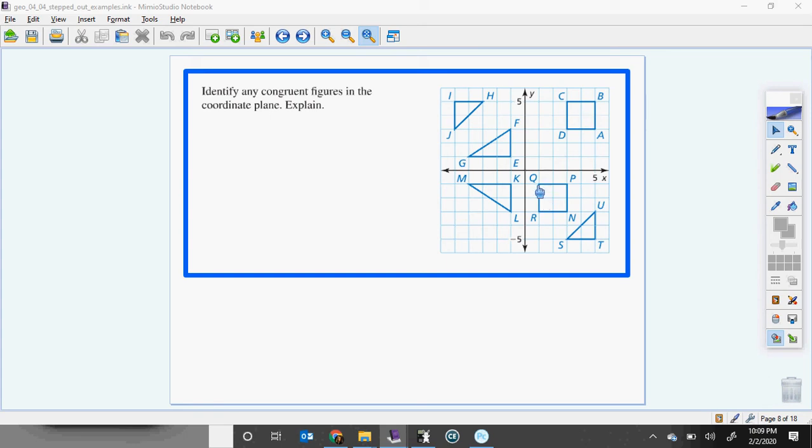And I didn't talk about these squares. The transformation that goes from this square to that square is I would shift it up 1, 2, 3, 4, 5, 6 units, and right 2.